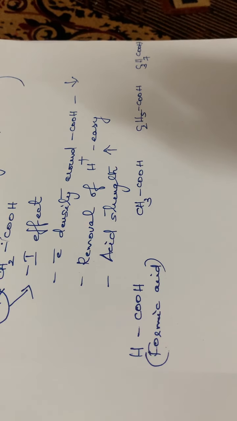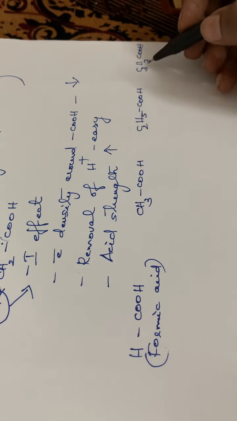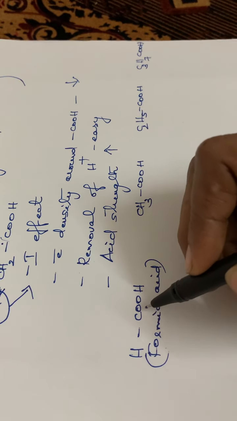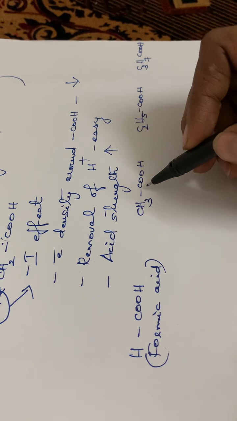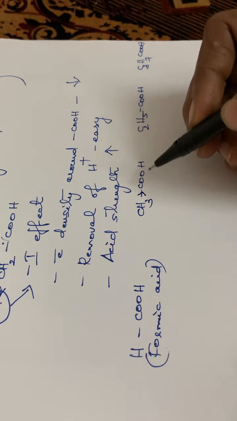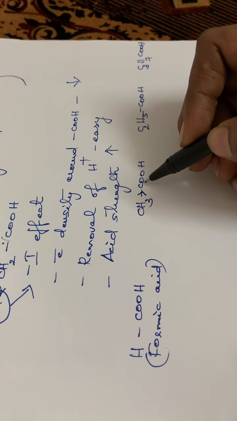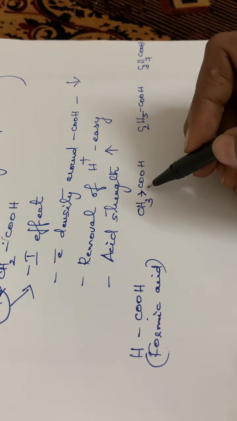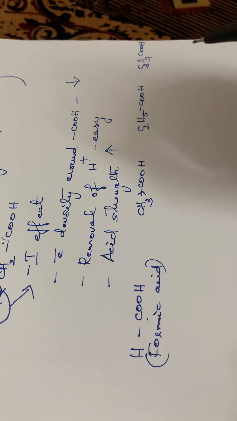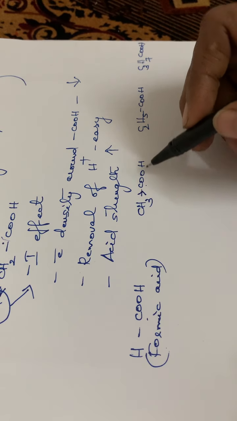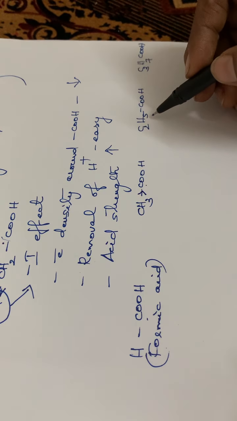See here, in the first case, the COOH group is attached to a hydrogen atom, isn't it? In the second case, one CH3 group is there, isn't it? So the electron shift will be towards this COOH group. So comparing these two, which one will be having greater acid strength? Formic acid will be having greater acid strength. Then again comparing CH3COOH, that is acetic acid, and propanoic acid.